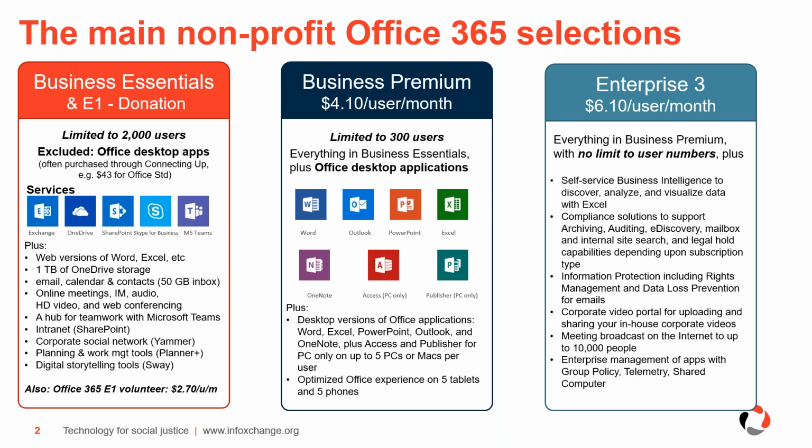So as I was mentioning earlier, Business Essentials and E1 is limited to 2,000 users. It excludes the Office desktop applications. And so organizations that pick the E1 or Business Essentials, we recommend get Office through Connecting Up or TechSoup New Zealand if you're in New Zealand. That's for around about 43 Australian dollars, a little bit more in New Zealand dollars, for Office Standard through the Connecting Up volume licensing nonprofit program, and then you can install that on those users that need it.